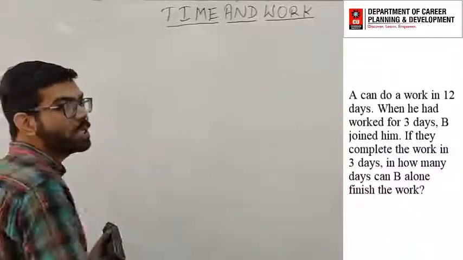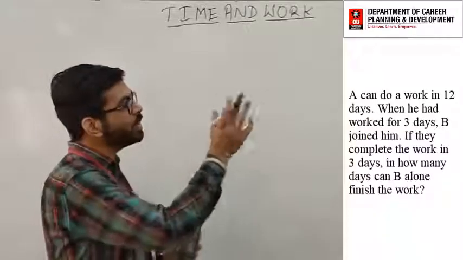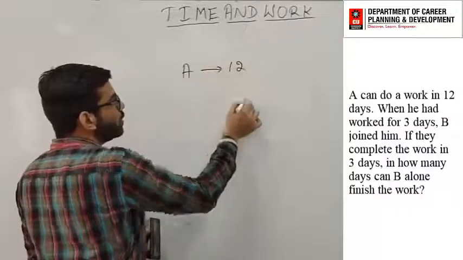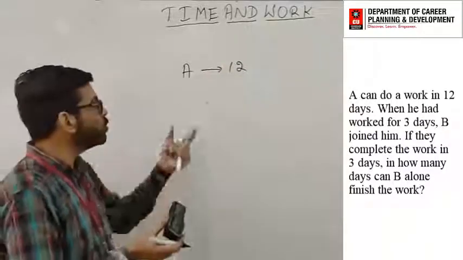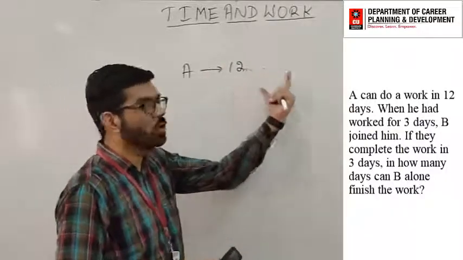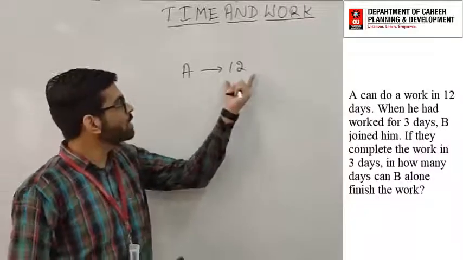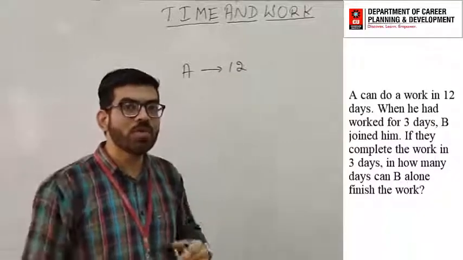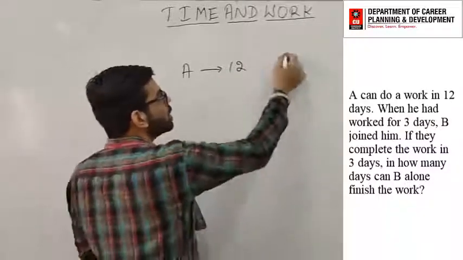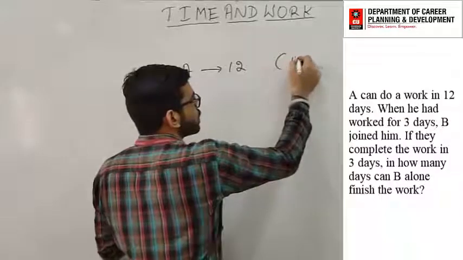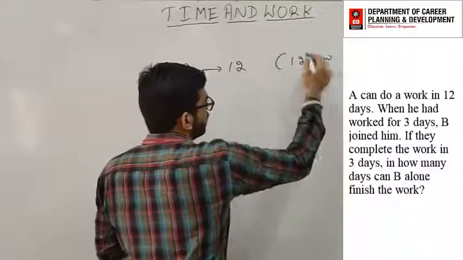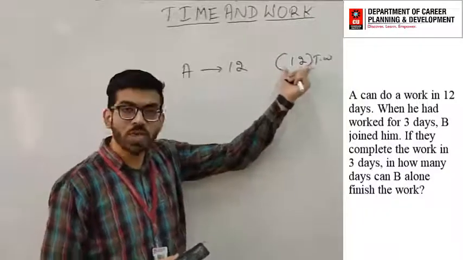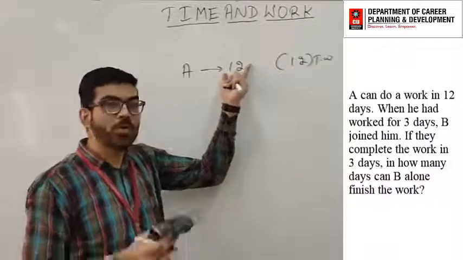Only one person's information is given, that A is completing the job in 12 days. As per the LCM approach, you need to know two persons and then take the LCM as the total work. But here only one person's information is given, so in this type of question, we assume the total work is 12 units. If total work is 12 units, A can complete it in 12 days.